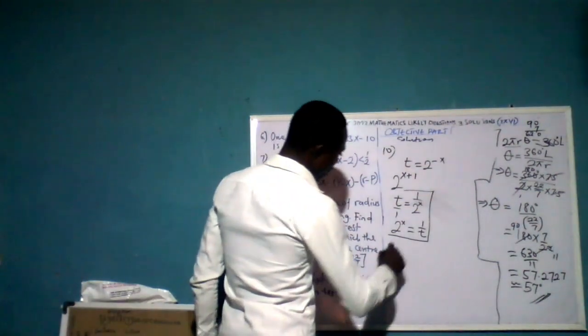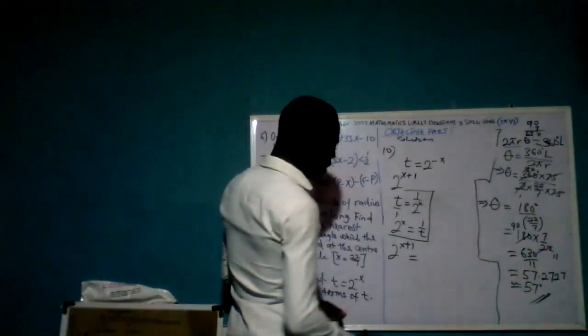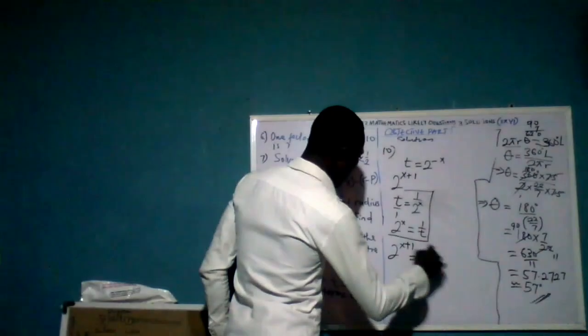Don't forget that 2 raised to the power x plus 1, by the law of indices, what brought this power together? You must remember that it's because you have 2 raised to the power x multiplied by 2 raised to the power 1.